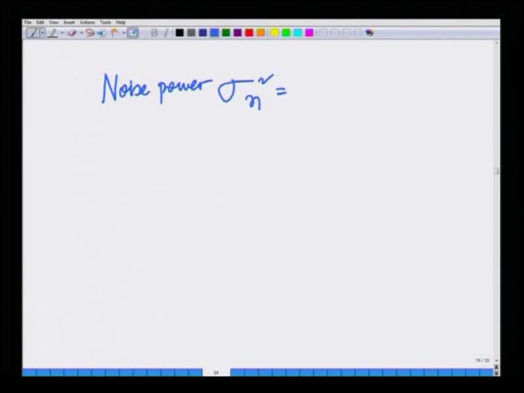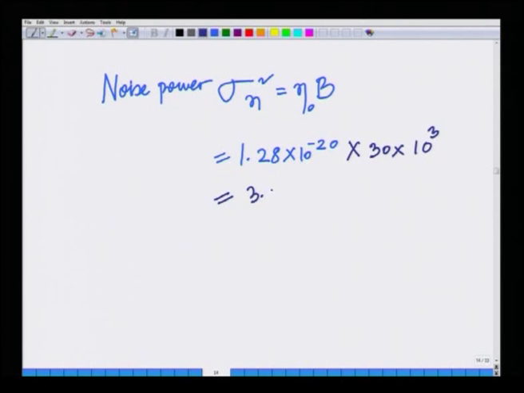And now we also said that the noise power sigma n square equals eta naught into B, which is essentially 1.28 into 10 power minus 20. This is what we said is eta naught into 30 into 10 power 3, which equals 3.84 into 10 power minus 16.